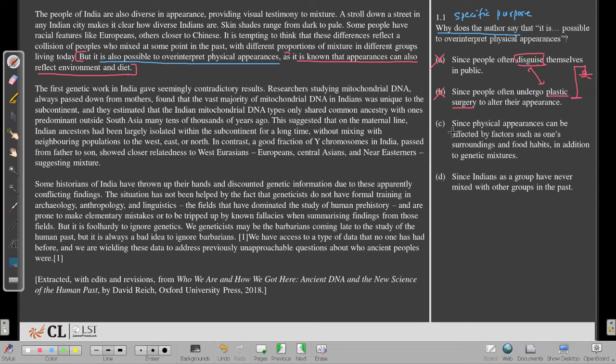You see, answer choice C: since physical appearance can be affected by factors such as surroundings, which is environment, and food habits, which is diet, in addition to genetic mixture, it is also possible to overinterpret. It is known that appearance is not only because of genetic mixture, but other factors also contribute. This is a very clean and nice answer choice. Answer choice D: since Indians as a group have never mixed. First of all, this word never is itself an extreme word. Always, never: whenever you have words like this, it is a red flag. It is usually wrong, so answer choice D is not even right. But that is okay. The answer is answer choice C. Not much of a problem.